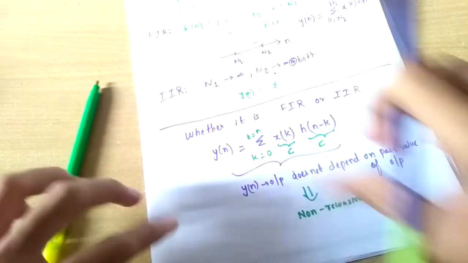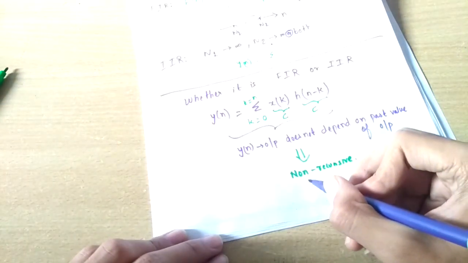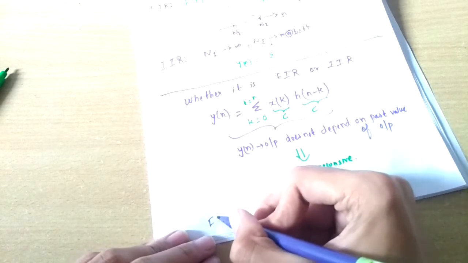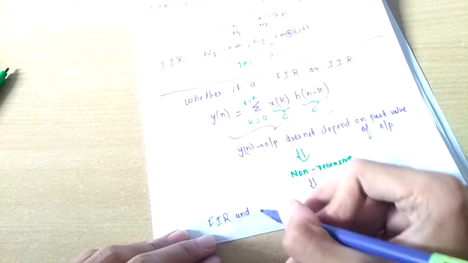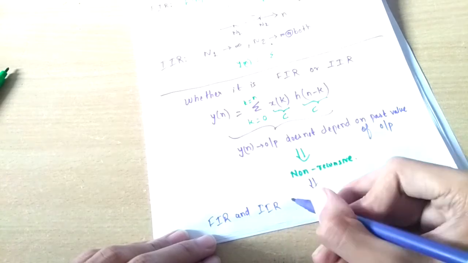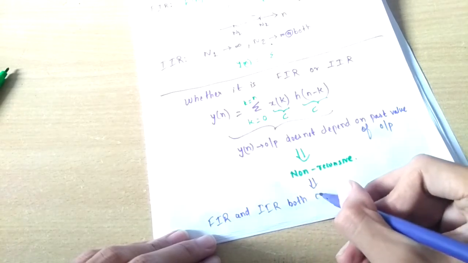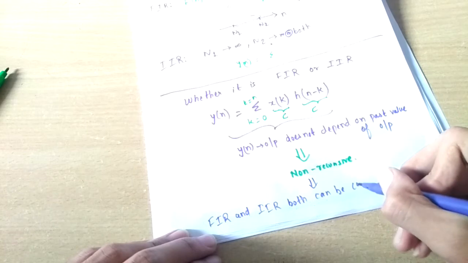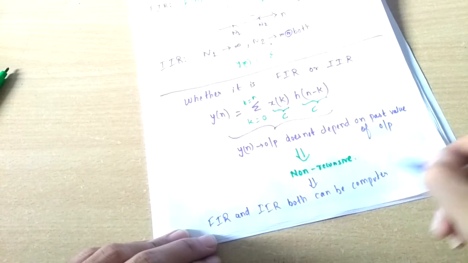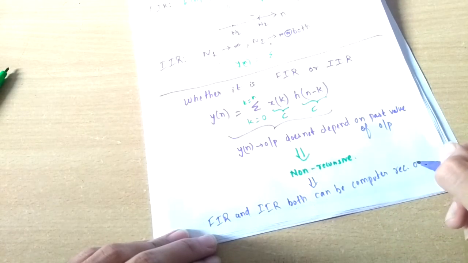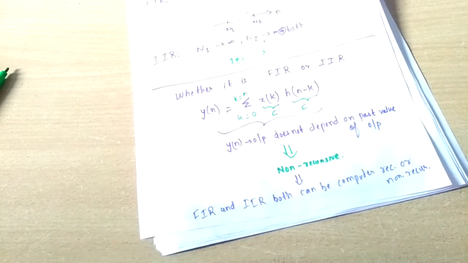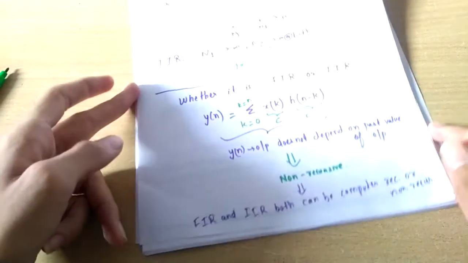So what does it imply? This is an important point. So this implies that FIR and IIR both can be computed either recursively or non-recursively, right? So this is the point which is a misconception.